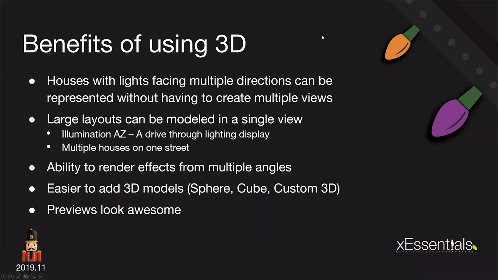So what are some of the benefits of using the 3D option? If you have a house that has lights that face multiple directions, maybe like a corner house, you can represent that without creating multiple views. In the past, I had added a feature where you could create multiple views, and that was so you could have a side view and a front view. And going 3D was supposed to eliminate that. You just create a new camera viewpoint and pop to that viewpoint, and then boom, you've got that view, and it's all in one workspace.